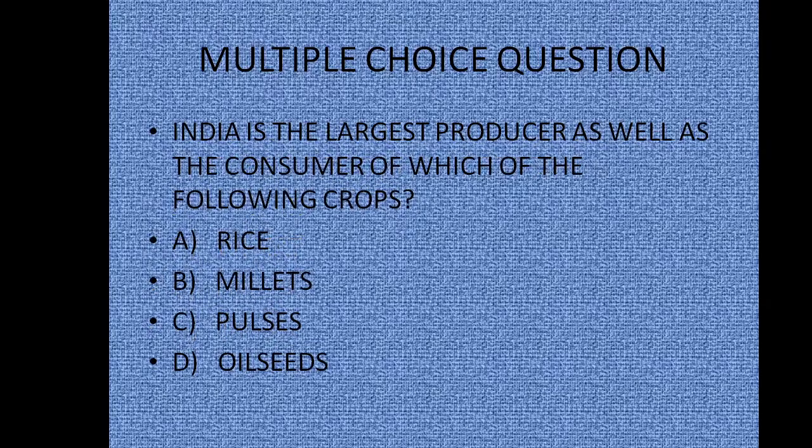India is the largest producer as well as the consumer of which of the following crops? Option A, rice, option B, millets, option C, pulses and option D, oil seeds. Think and then give the answers. Saurabh Shukla, don't be in a hurry. Think first, then give the answer, children.